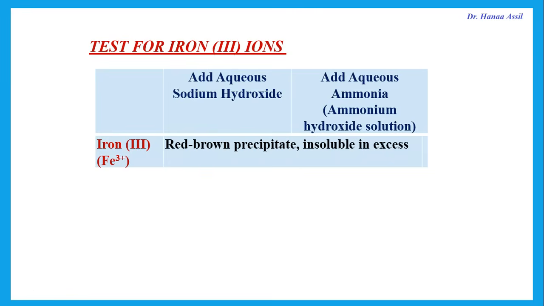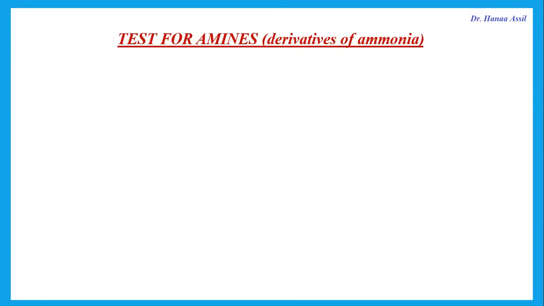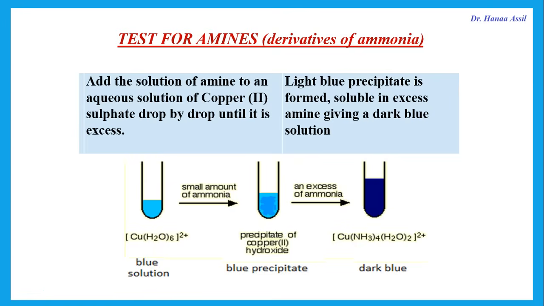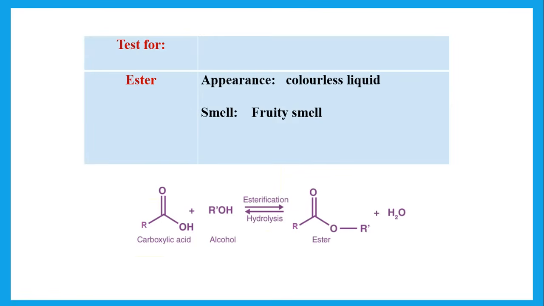Test for iron 3, whether we add sodium hydroxide or aqueous ammonia, we get a reddish brown precipitate, insoluble in excess. Now, what is the test for amines? Remember, amines are derivatives of ammonia. So if I add ammonia or amines to copper ions, then I get a light blue precipitate that dissolves in excess, giving a dark blue solution.